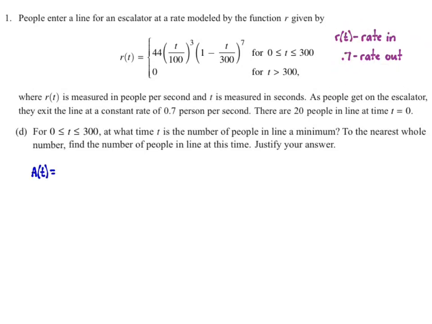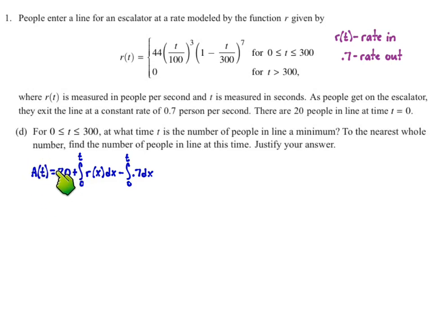So the first thing I'm going to do is define the amount of people. I'm going to say let A equal the amount of people in line. Well, remember, the amount of people in line is the initial condition of 20 plus the integral from 0 to t of r of x dx minus the integral from 0 to t of 0.7 dx. Again, how many people we started with at t equals 0 plus the amount added minus the amount taken away. So this is the amount, and because I'm looking for the minimum amount, we're going to take the derivative of this.